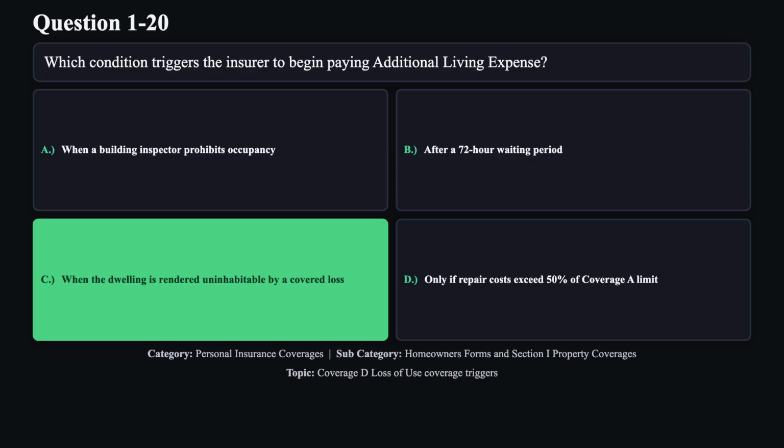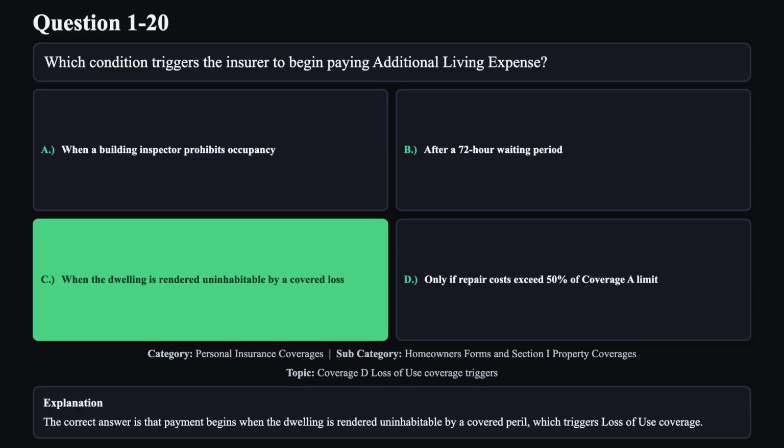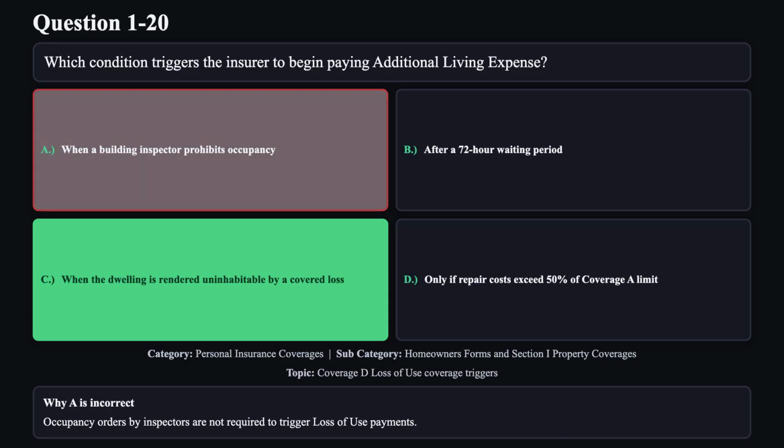The correct answer is C. The correct answer is that payment begins when the dwelling is rendered uninhabitable by a covered peril, which triggers loss of use coverage. Reason A is not correct.